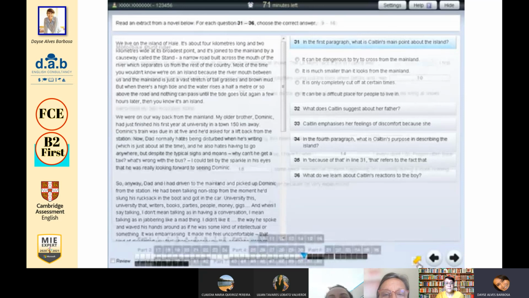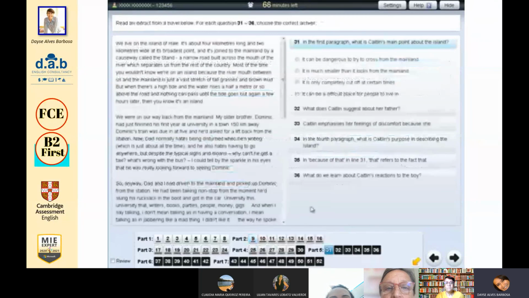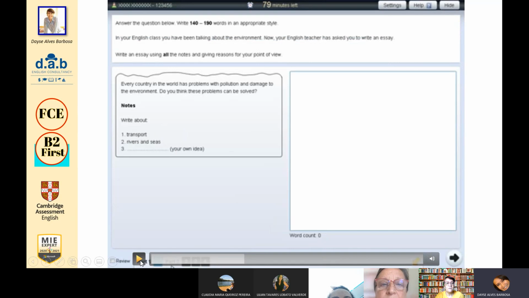For some questions, type your answer in the gap in the text on the screen. For some questions, you need to choose an answer. If you want to change your answer, click on your new answer. You see that the time is always here, so you will always be following how much time you have to finish.